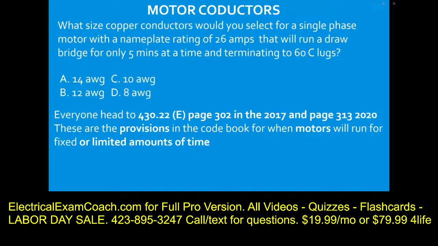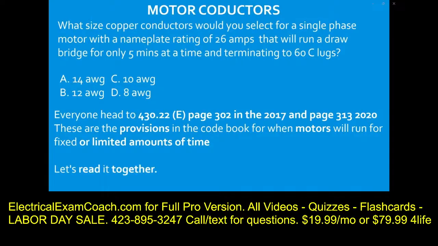So let's look at the first one. A 5-minute rated motor for short-time duty operating valves. That's the first one you come to on the left-hand side. If you go over to a 5-minute motor, it's 110%. So all you do is multiply by 1.10. It's just another demand factor.